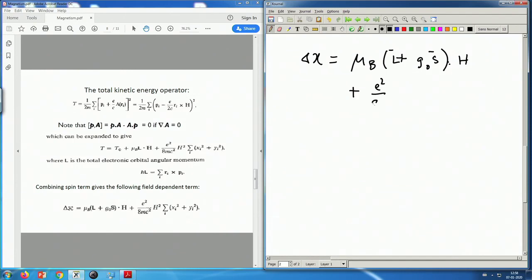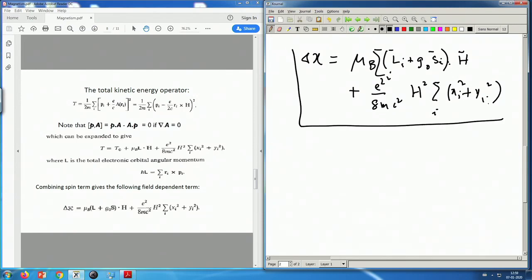plus e squared by 8mc squared into H squared into all of these x_i squared plus y_i squared. Okay. So, I could put an L_i plus g_0 S_i here also to make it consistent with this, L_i plus S_i sum over i, and that sum over L_i is total L, sum over S_i is total S. So, that will give me (L plus g_0 S) dot H. So, that is the term. This is the change delta H, which is written on the left hand side also. So, that has to be calculated now.